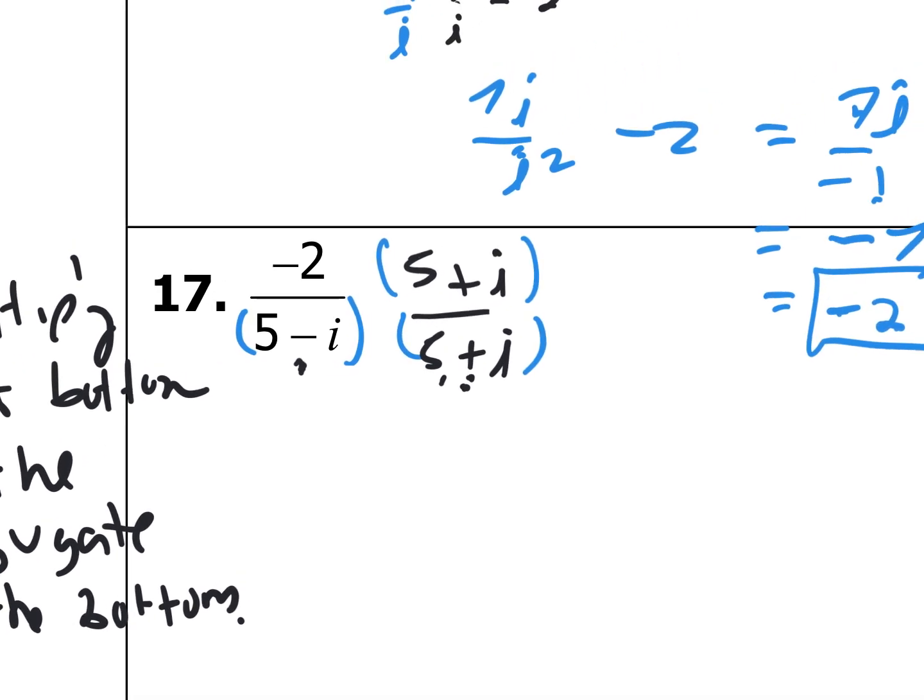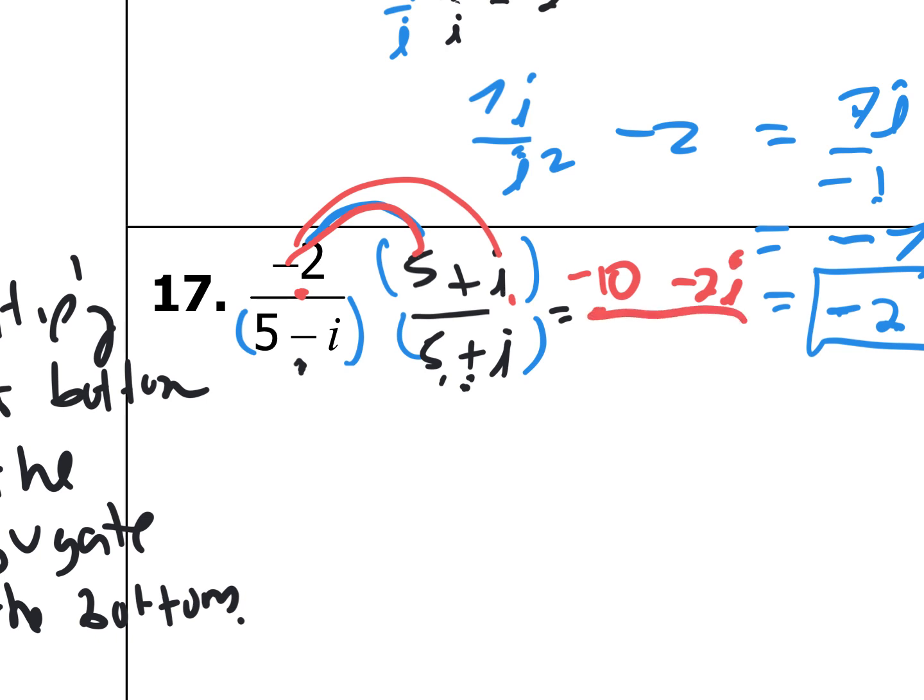And it's a lot of work, guys. It's a lot of work. It's almost too much, I don't want to do it. But you got to take this -2 and you have to distribute it here 2 times. So that gives me a -2 times a 5. That's a -10. And a -2 times an i, a plus i, is a -2i. So there's your top.